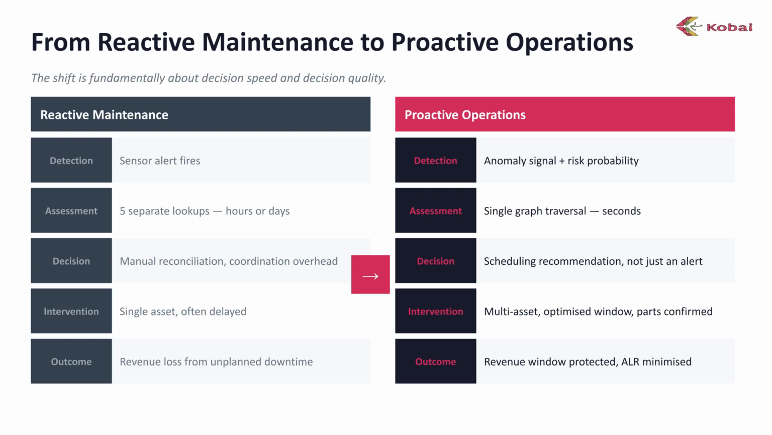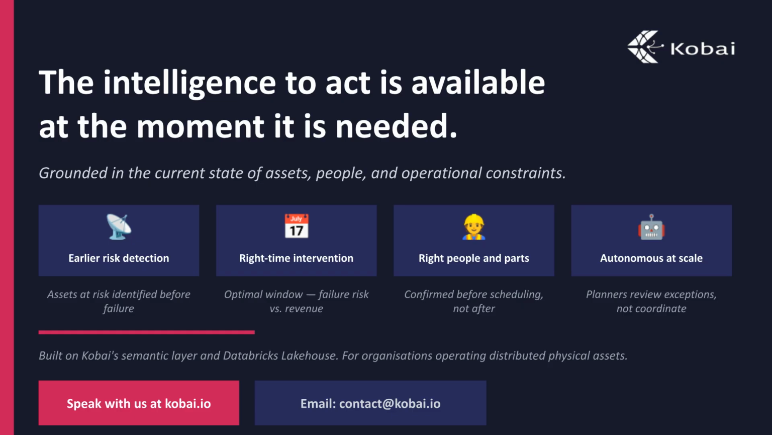Reactive maintenance involves separate lookups and revenue loss. Proactive operations use a single graph traversal for a scheduling recommendation, protecting revenue and minimizing ALR. The intelligence to act is available when needed. This enables earlier risk detection, right-time intervention, and confirms the right people and parts are available. This system empowers autonomous operation at scale.